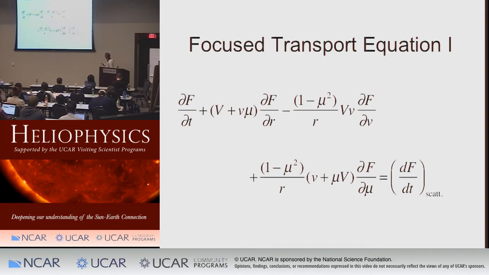And now I put in the scattering. Because, as we've talked about, there's lots of fluctuations in the wind. Particles don't go in nice, smooth trajectories. They do get scattered. And so I have to put in a scattering term. OK, what about the scattering?